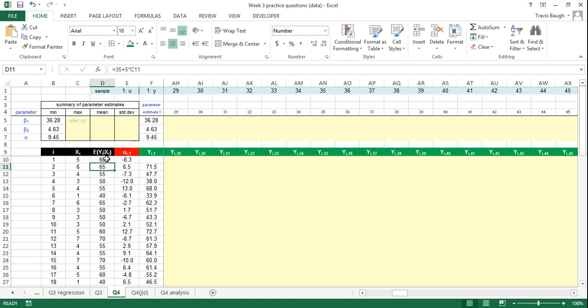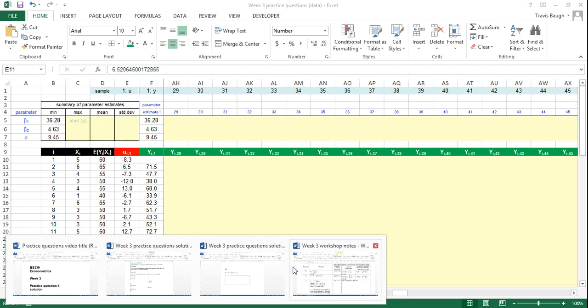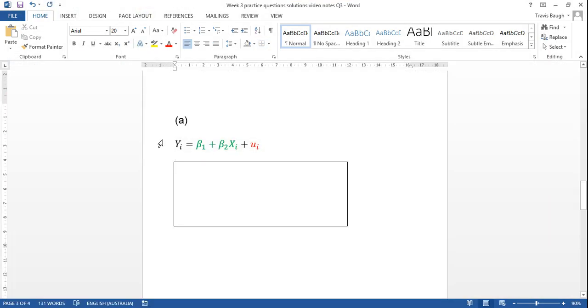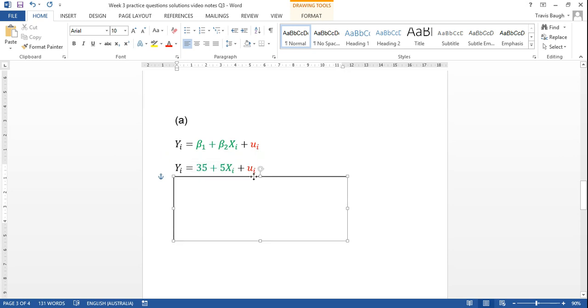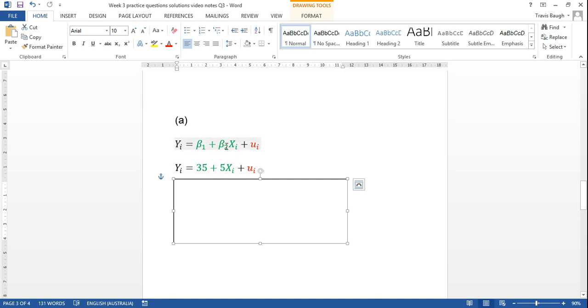Well, this is actually just our B1 being 35 plus B2 5 times the x value. And then to get the y value here, we're adding on this error term. So the stochastic specification of our model is that the y value is equal to B1 plus B2 times xi plus the random disturbance term. And what we have just seen is that in the model that we're looking at, B1 is 35, B2 is 5.